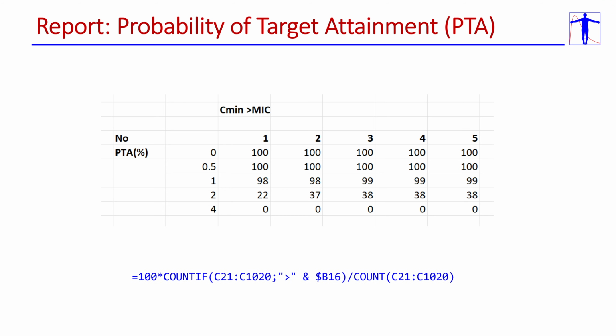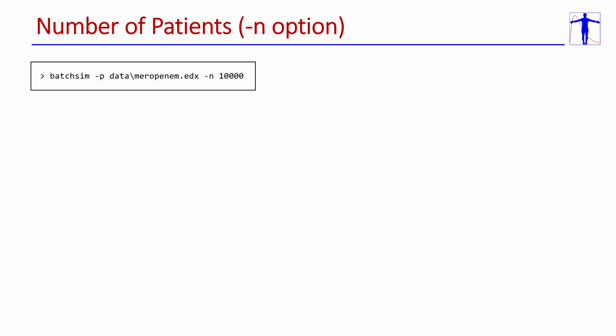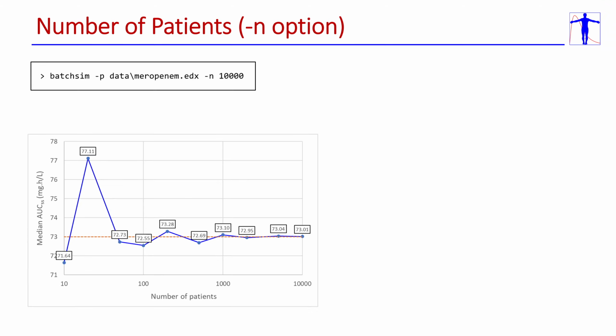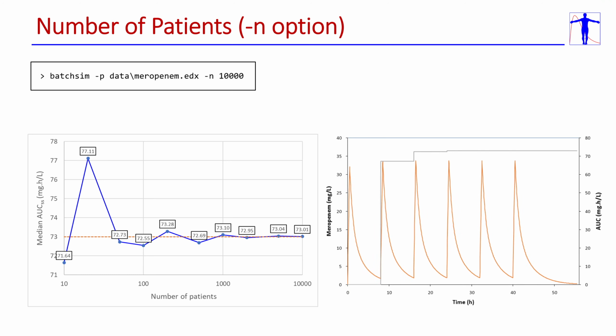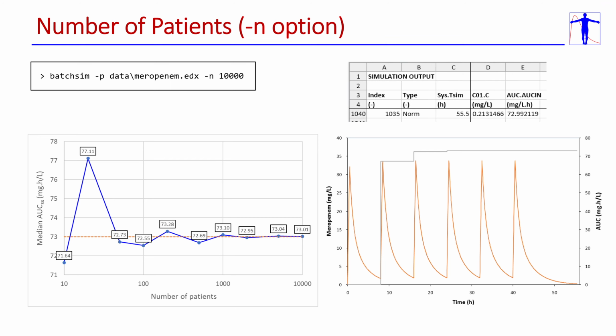This is the Excel formula for calculating the PTA. This is the BatchSim command line for running 10,000 simulations. The effect of the number of simulations on the calculated median AUC at steady state is shown in this graph. The real population value of the AUC can be obtained by simulating the population model in EdSim. The value can be found in the simulation output table of EdSim.